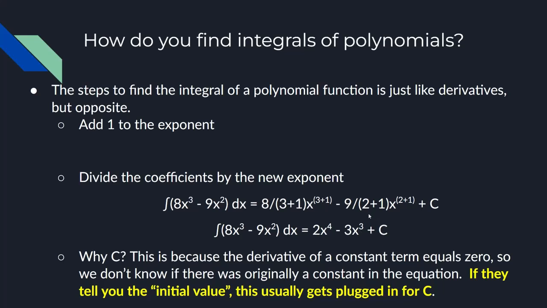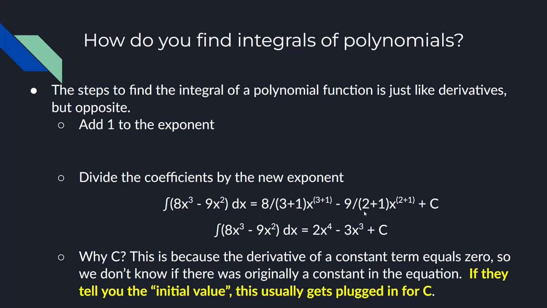Well, where did the c come from? What's going on? Well, this is actually because of the fact that, as we mentioned in derivatives, when we take the derivative of a constant term, that term goes to 0. So if we actually work our way backwards and we take the integral, we don't actually know if there was or wasn't any sort of constant term there. We would need a little bit more information.